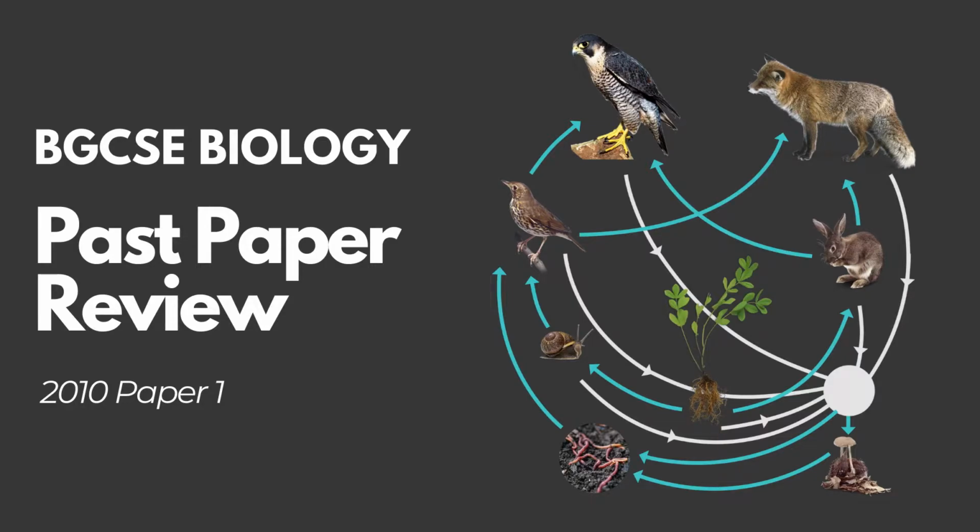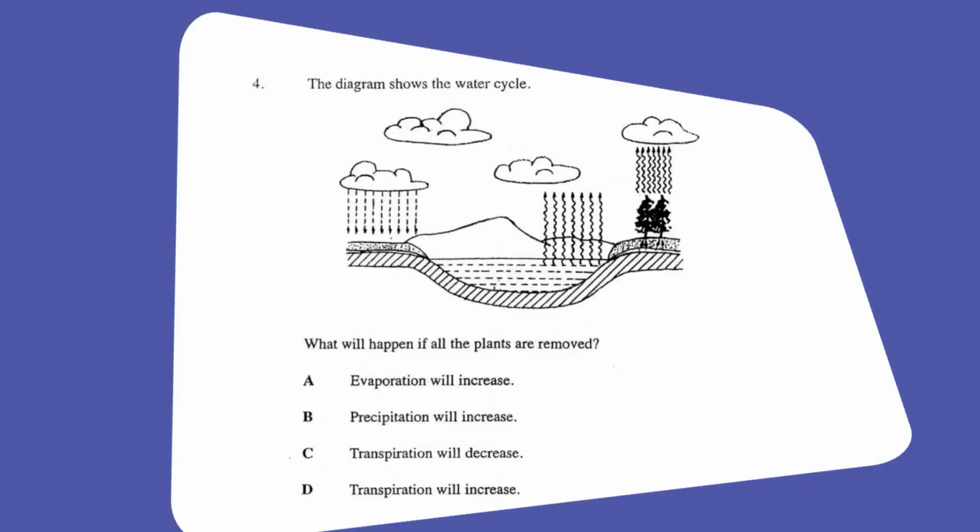Paper 1, and we're going to look at questions number 4 and 5. The first question says that the diagram shows the water cycle. What will happen if all the plants are removed? A. Evaporation will increase. B. Precipitation will increase. C. Transpiration will decrease. Or D. Transpiration will increase.